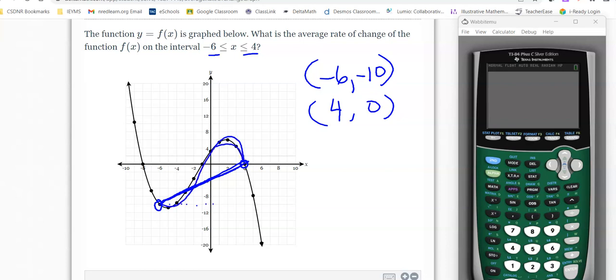Not along the curve, but the straight distance here. So set up your formula, y2 minus y1 over x2 minus x1. And we're going to get 10 over 10, which is 1.